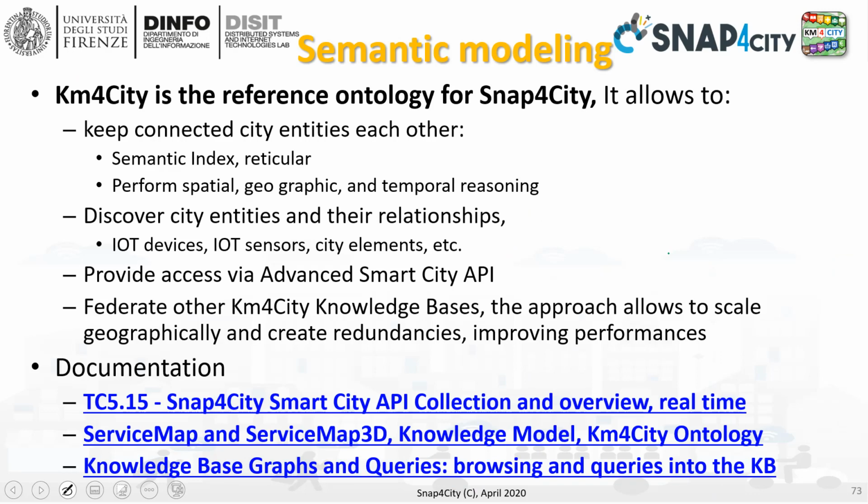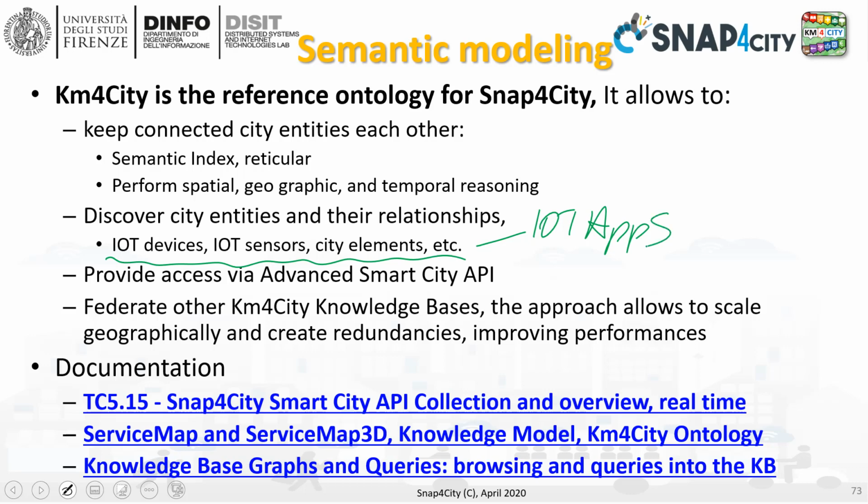CKAN4City is the reference ontology for Snap4City, and this is a live tool, so we are continuously improving. You can connect entities by using this ontology. It is a semantic index, a reticular database, and provides spatial, geographical, and temporal reasoning among the several elements. CKAN4City is used for discovering city entities and their relationships in IoT devices, IoT sensors, and also in IoT apps.